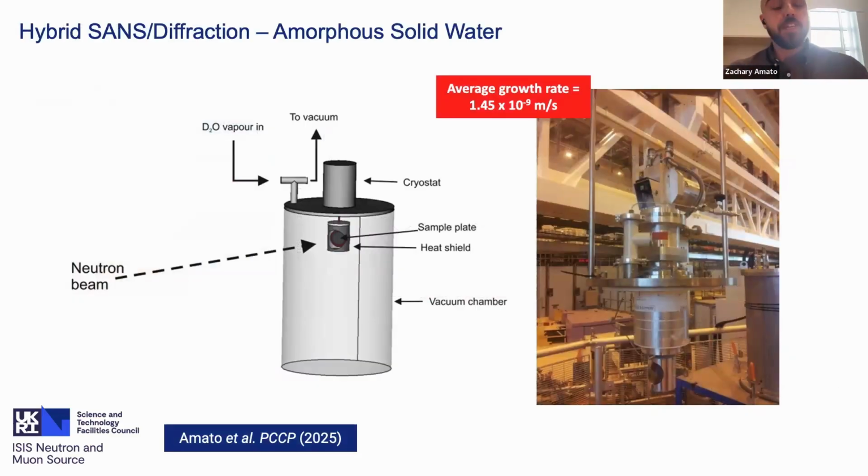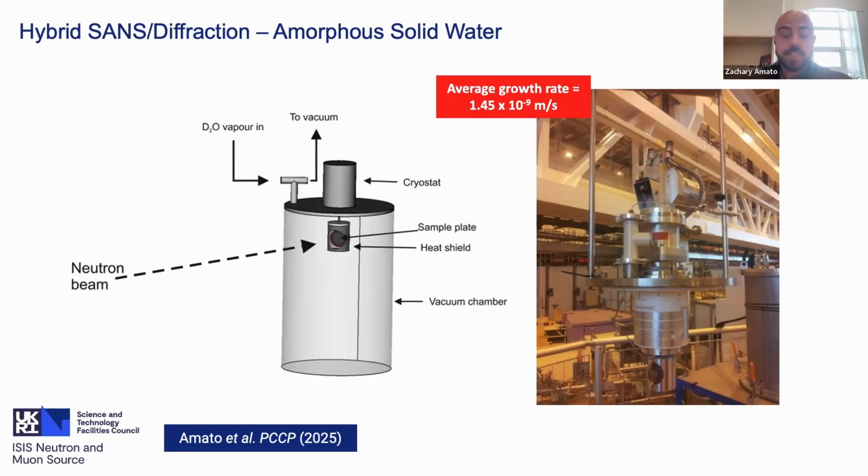My own PhD is a bit different to what people would normally do in our user community, in that one of our instruments is a hybrid SANS and diffraction instrument. That just means it can simultaneously look at a very wide length scale range at one time. So we created this high vacuum chamber that has a plate in it with a capillary that sprays any vapor onto the plate, which can be down to 20 Kelvin, very cold.